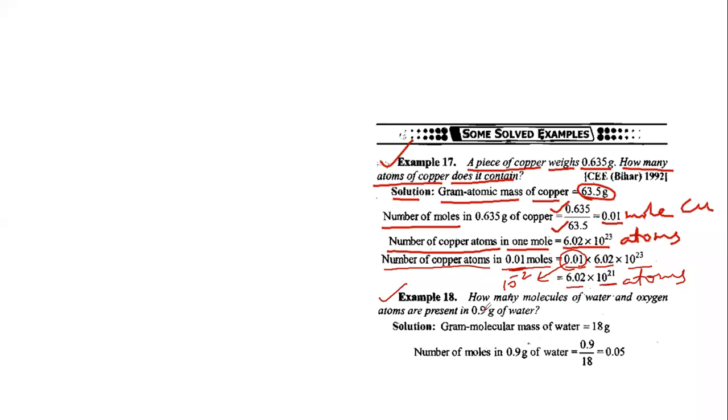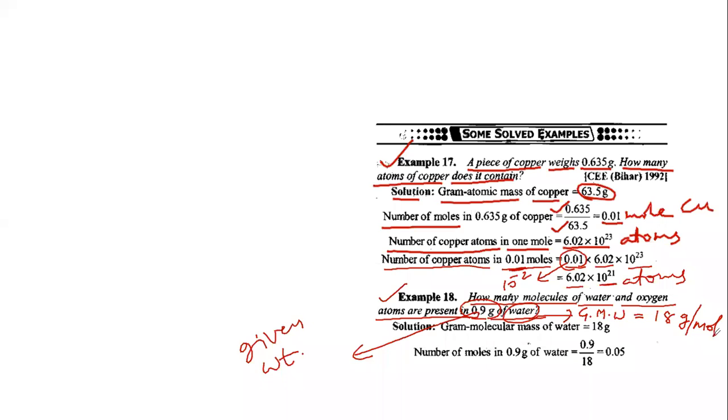Next, example 18. One more example. How many molecules of water and oxygen atoms are present in 0.9 grams of water? Now, the given weight of water is 0.9 grams. The gram molecular weight of water is equal to 18 grams per mole. Is that clear up to this?